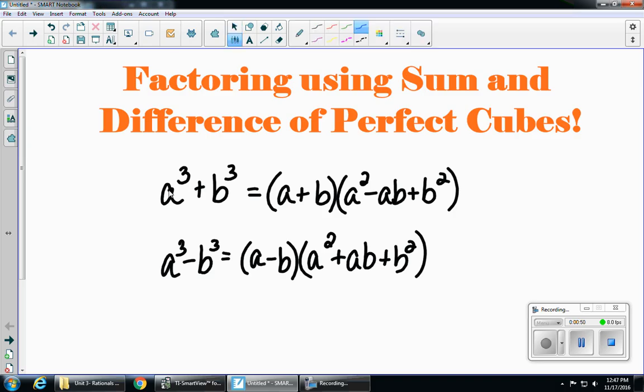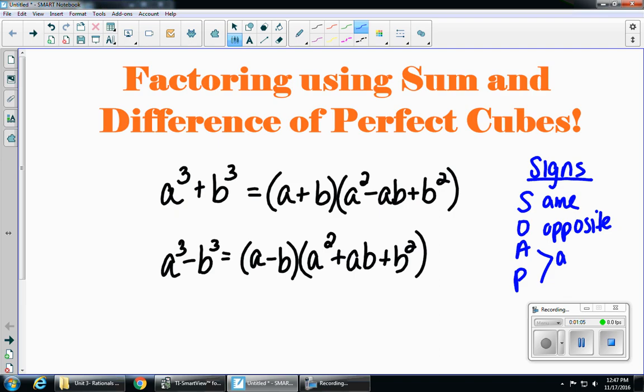In terms of our signs, the positives and the negatives, it will always be using SOAP. It'll be the same sign, then it'll be the opposite sign, and then it'll always be positive. So, same sign, opposite sign, always positive.